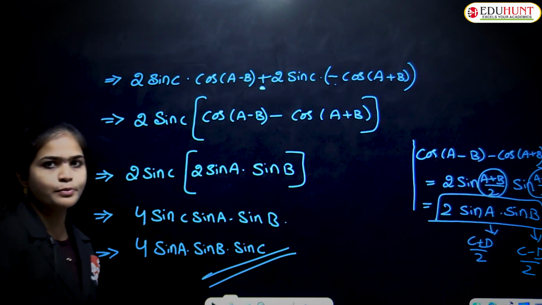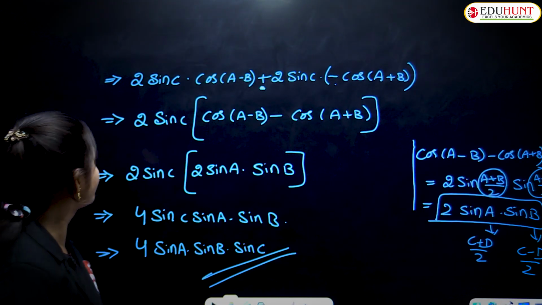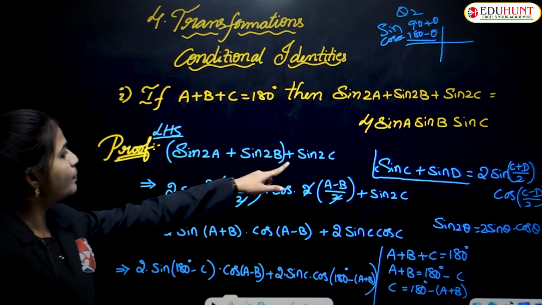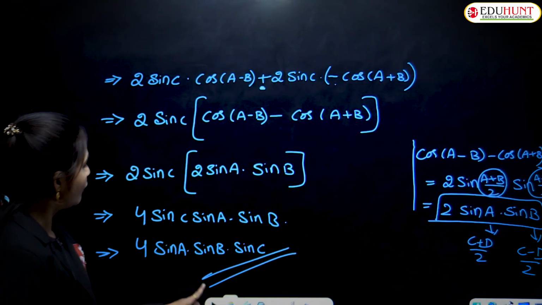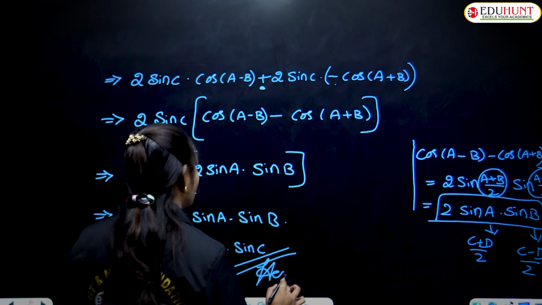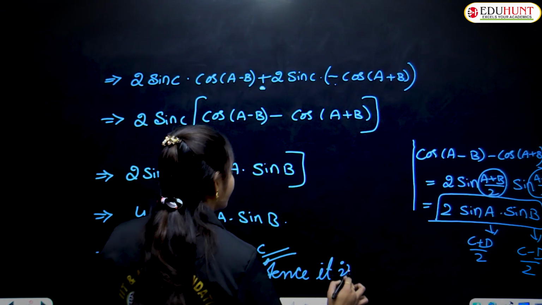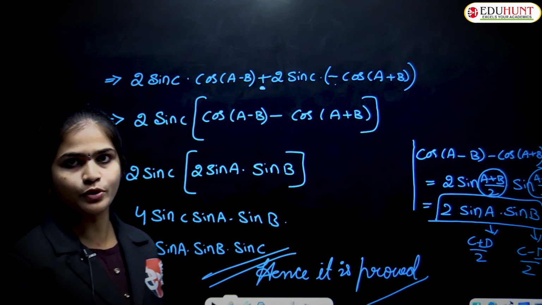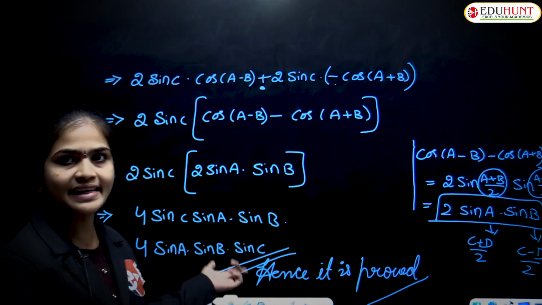So hence it is proved. Did you understand that? Okay, so what we took here: sine 2a plus sine 2b plus sine 2c is equal to 4 sine a sine b sine c. So hence it is proved. Understand ma? So this is the first proof. Okay, in this video we will learn the next proof.